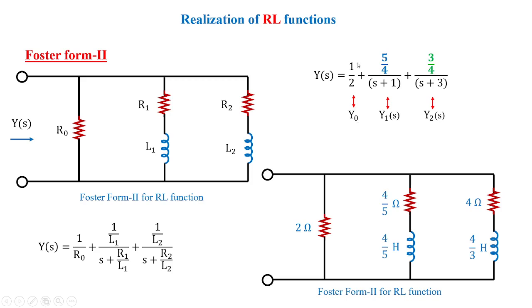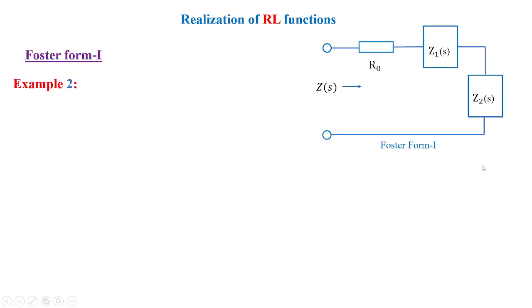You can see Y0 is 1 by 2, so it is replaced as 2 ohms. Then we have 5 by 4 divided by (S plus 1). Just equate with the help of this equation. You will get the value of resistor and inductor for Y1 of S and Y2 of S respectively.